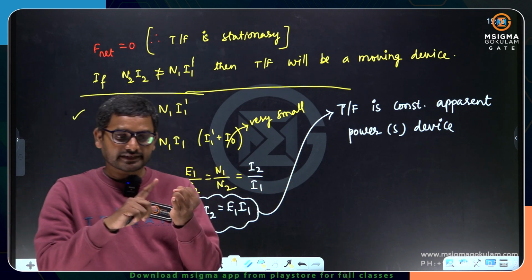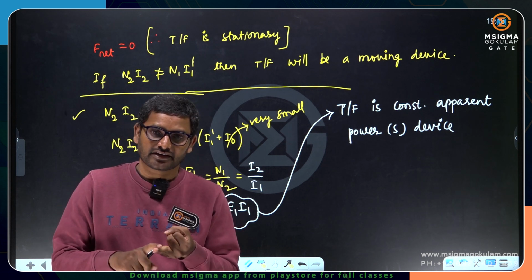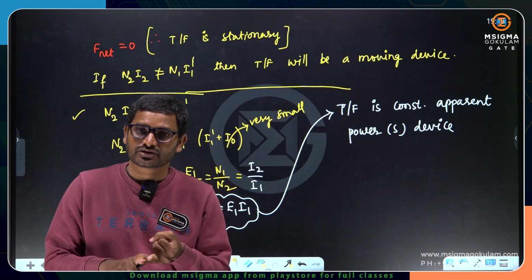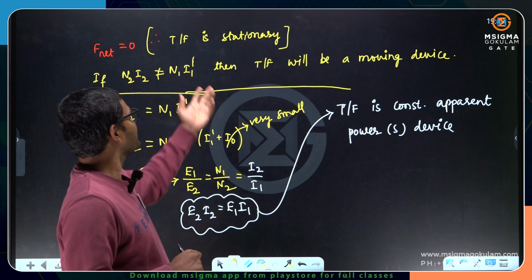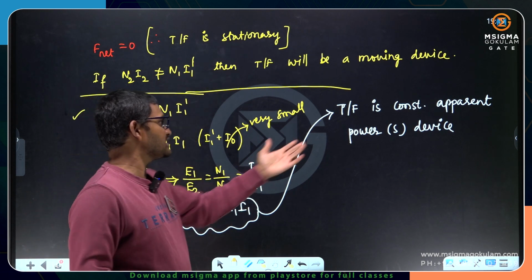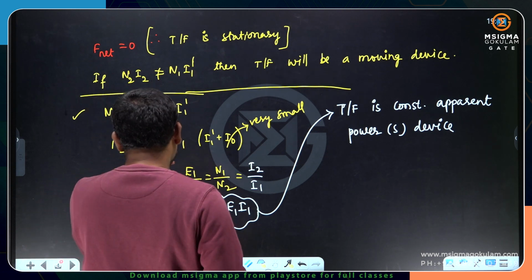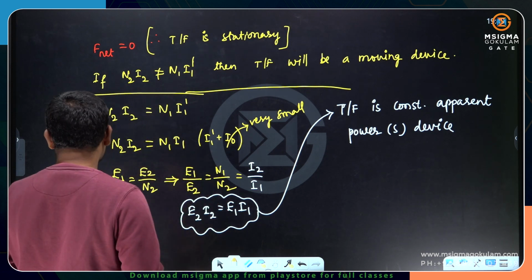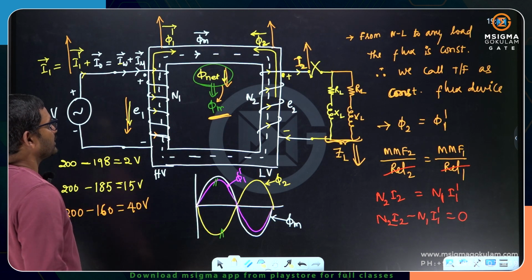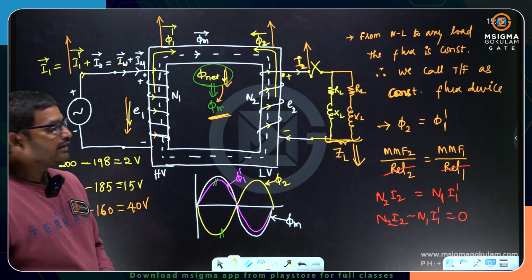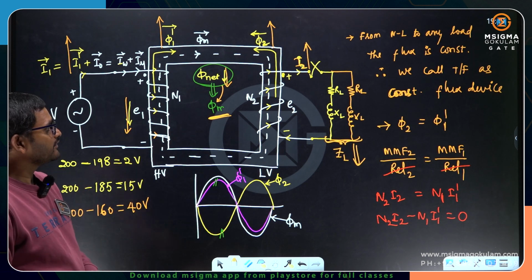So I concluded one thing: transformer is a constant flux device. In a transformer the magnetomotive forces are equal and opposite. Then only can the transformer become a stationary device. Otherwise, it will be a moving device. And one more conclusion is that the transformer is an apparent power device. So these things are done. Now let me draw the phasor diagram.